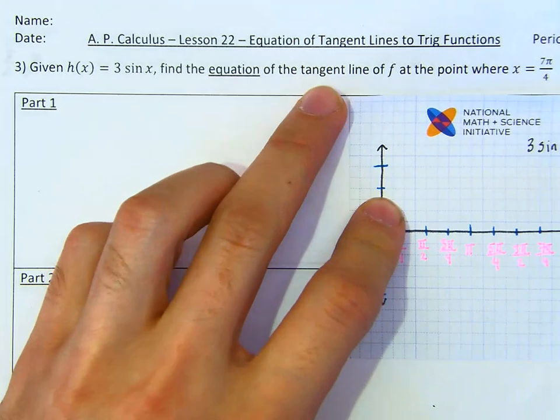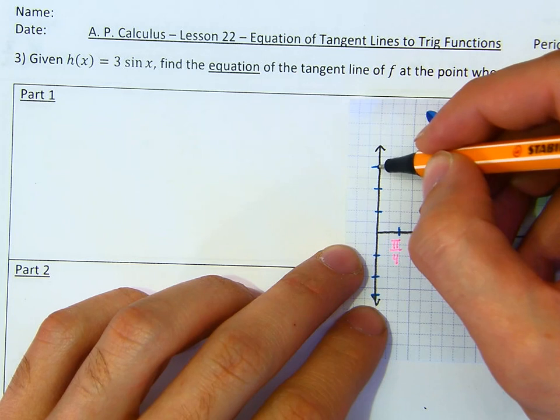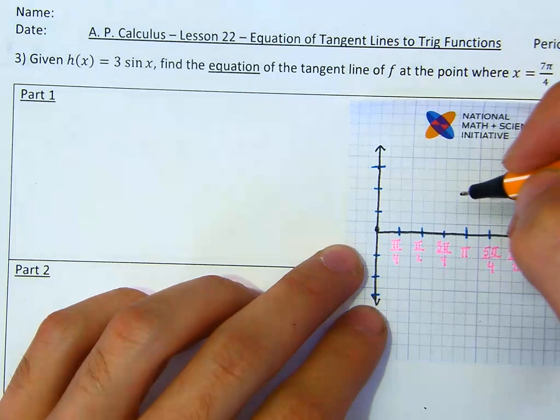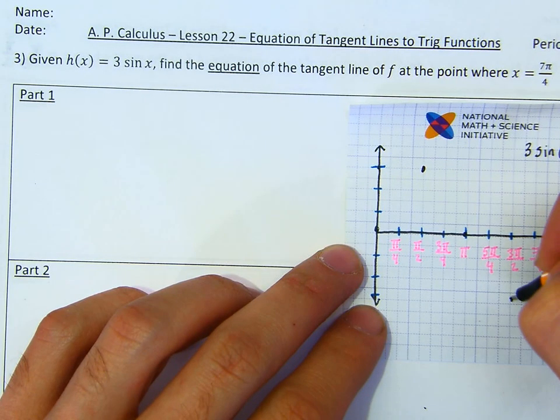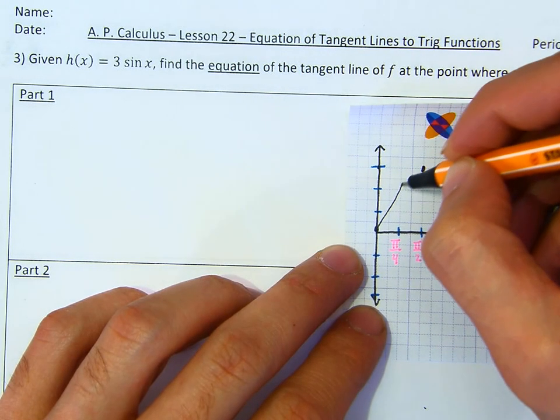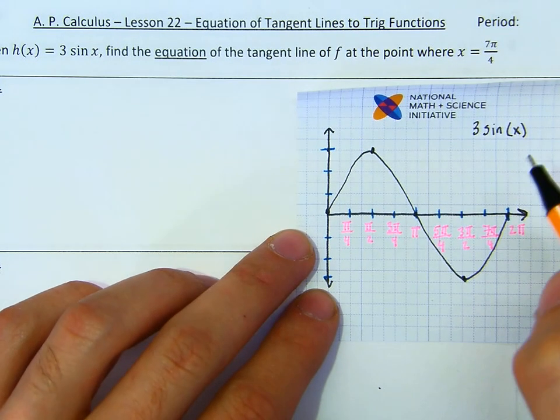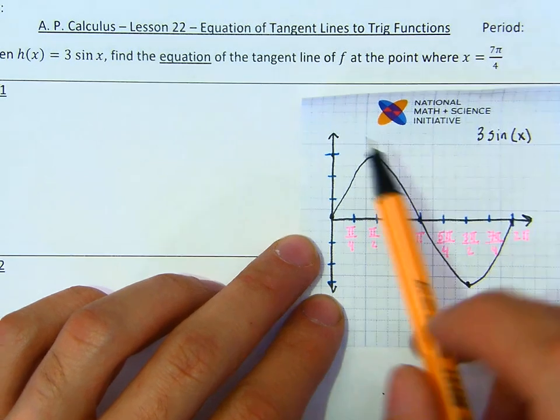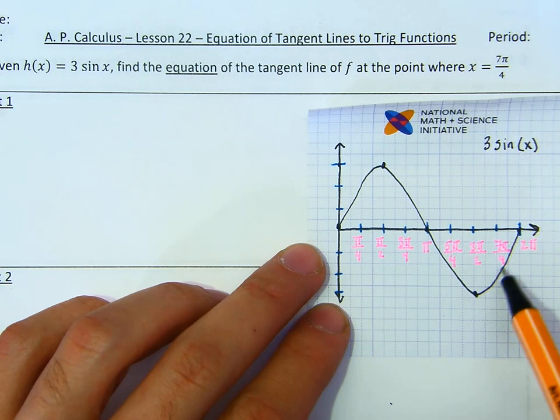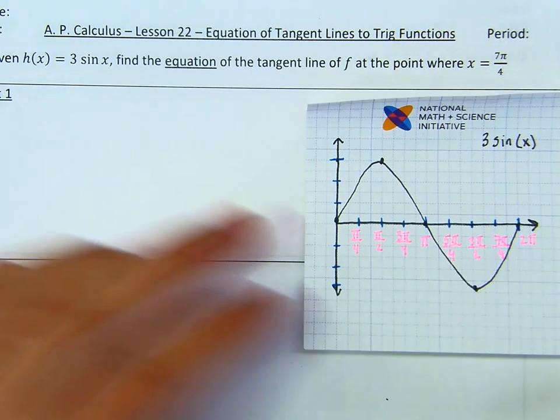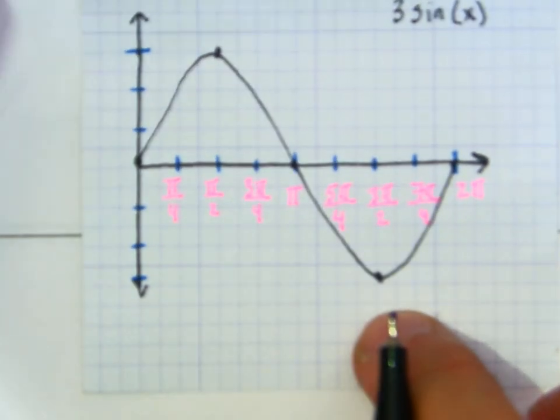3 sine x. The idea is it'll just look like middle, up, middle, down, middle. And this should be the graph like this. Okay, this is the graph of 3 sine x. And what the question is saying is, find the equation of the tangent line at the point 7 pi over 4. So notice, where is 7 pi over 4 on this graph? It is right over here.